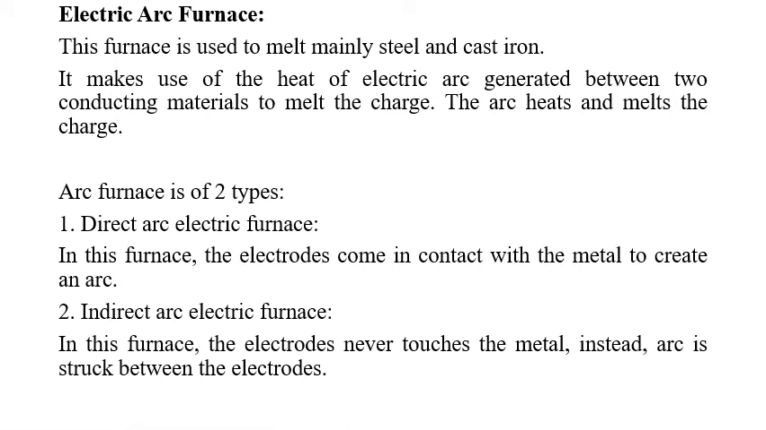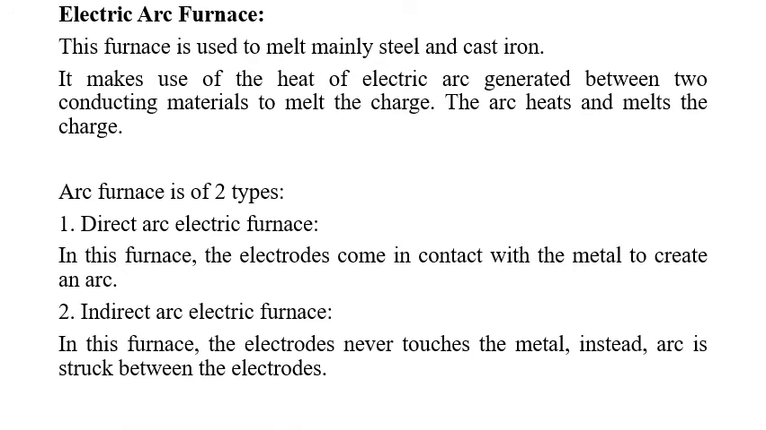So next, the next type of furnace used in the foundry industries is the electric arc furnace. This furnace is used to melt mainly steel and cast iron. This type of furnace is only meant for steel and cast iron. It makes use of the heat of an electric arc generated between two conducting materials to melt the charge or metal. The arc heats and melts the charge. There are two important types of electric arc furnace: the direct electric arc furnace and the indirect electric arc furnace.